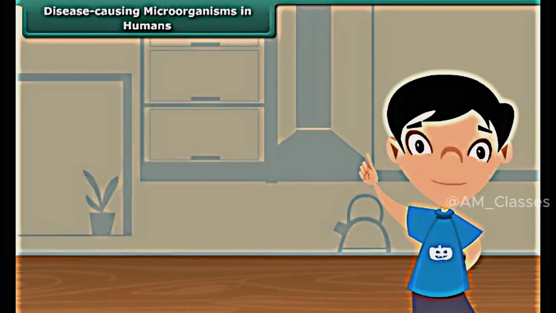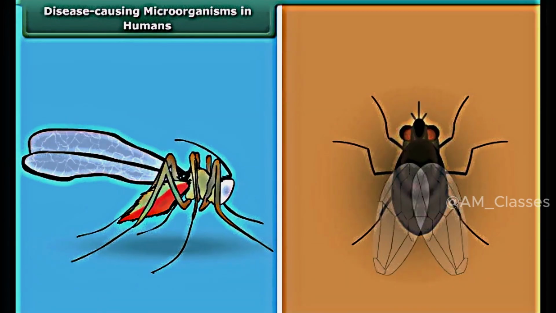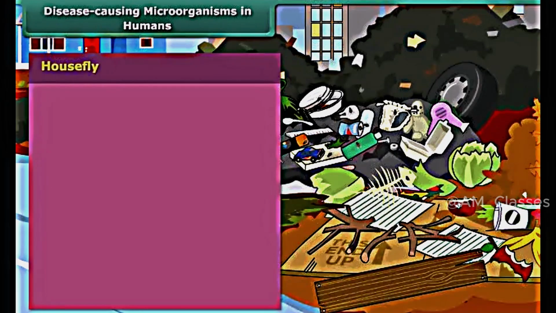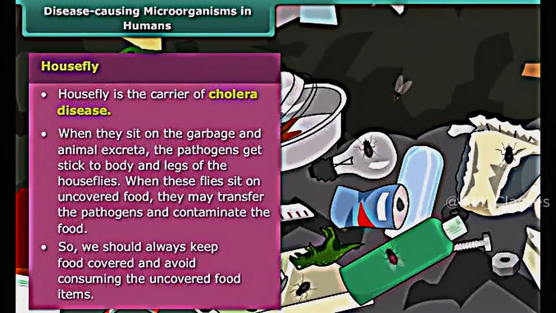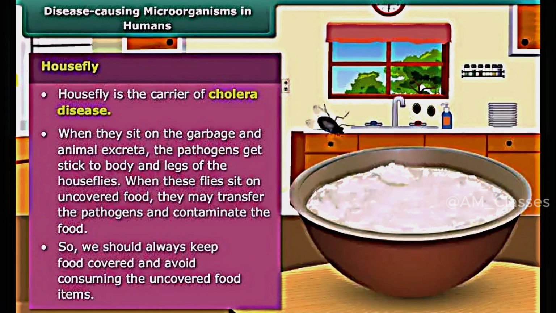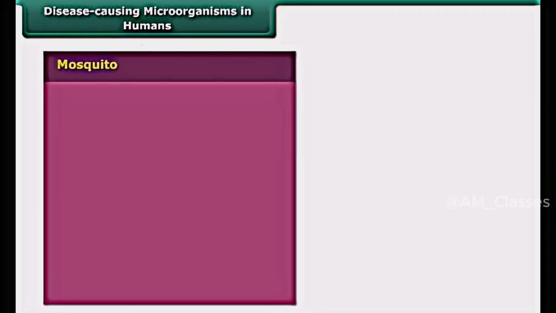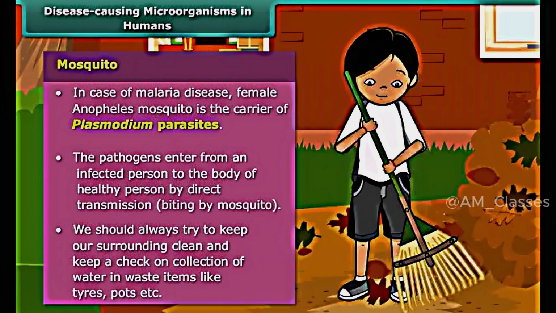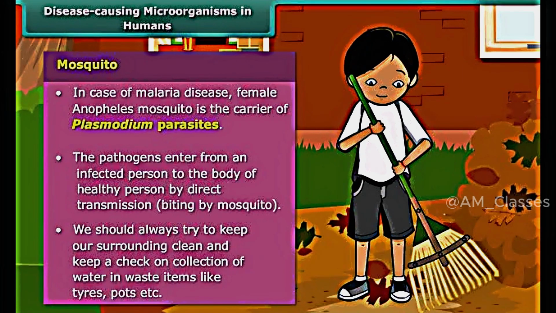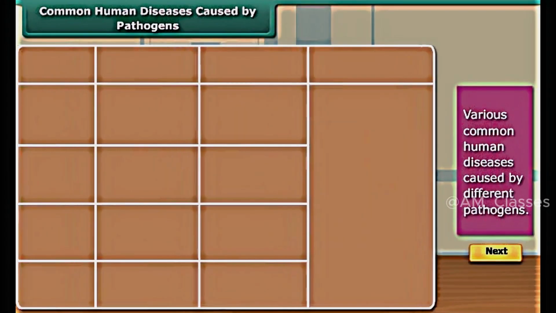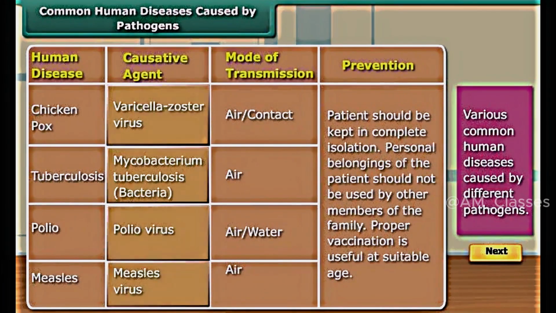Friends, some insects and animals found in our surroundings act as carriers of pathogens. Housefly and mosquitoes are common examples of such carriers. In cholera, the housefly is the carrier of many pathogens. To prevent cholera, we should always keep food covered and avoid consuming uncovered food items. In malaria, the female Anopheles mosquito is the carrier of Plasmodium parasites. We should use repellent creams, sprays, and mosquito nets to prevent malaria. Here is a list describing various common human diseases caused by different pathogens.